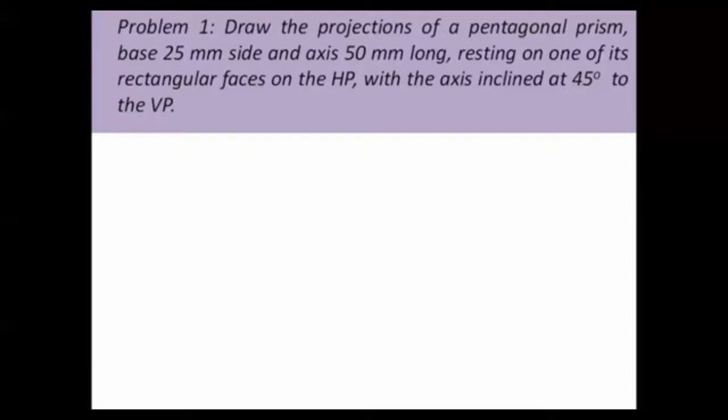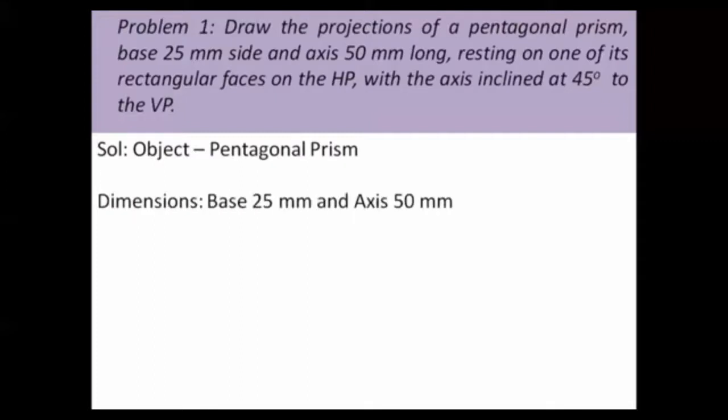Now let us extract data from this description. So we have a pentagonal prism, alright, and it has dimensions in the form of base and axis. So the base is 25, whereas the axis is 50. Now one more thing that it does have is this inclination. It is inclined at an angle of 45 degrees to the vertical plane. So any inclination associated with the vertical plane is represented by phi, and phi has been given as 45 degrees. Alright, angle made with VP.